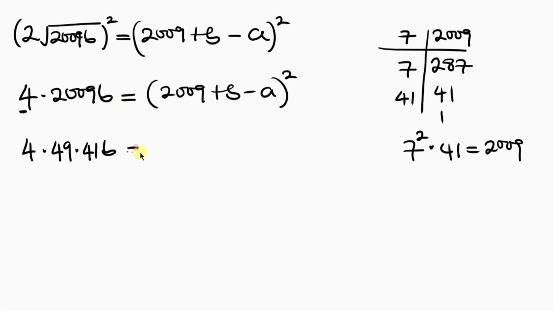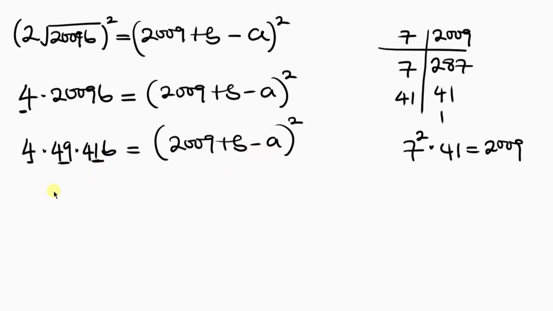And this is equal to 2009 plus b minus a all squared. So this is a perfect square. 49 is also a perfect square. That means 41b should also be a perfect square. So how do we make this a perfect square? Well, we have two unknowns, which are a and b.